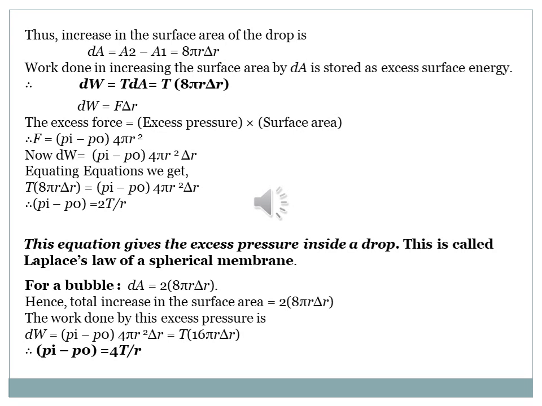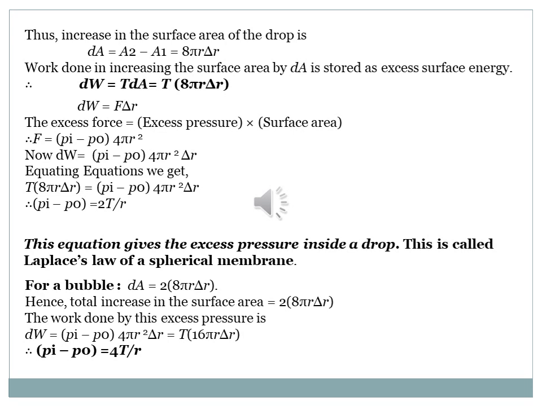Now the work done in increasing the surface area by dA is stored as excess surface energy. So what is surface energy? Surface energy is created by the work done. So dW is nothing but T into dA. We have derived this formula in previous slides. We are going to substitute the value of dA over here. So you are getting dW is equal to T into 8 pi r delta r.